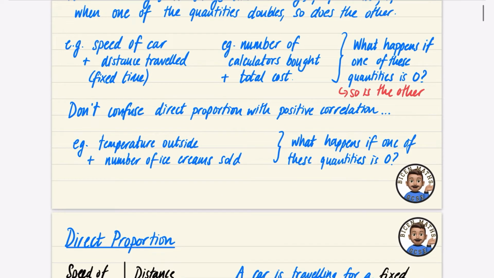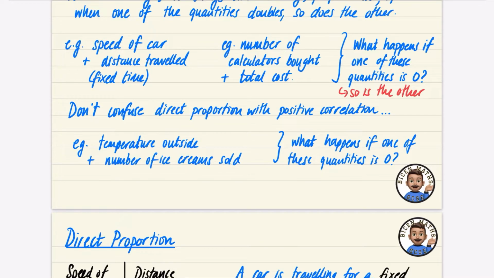I've said here, don't confuse direct proportion with positive correlation. So in correlation topic, you might have thought something like the temperature outside and the number of ice creams sold, is that as the temperature increases, so does the number of ice creams sold. That would be a positive correlation. But this is not direct proportion, because if you doubled the temperature, you wouldn't necessarily double the number of ice cream sold.